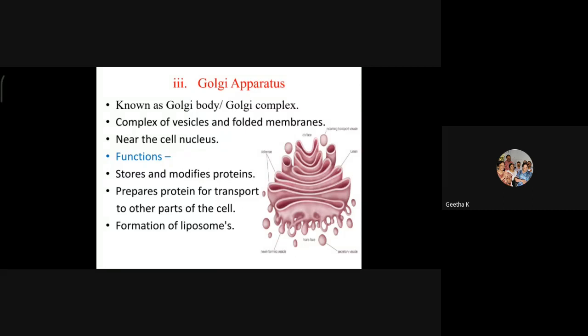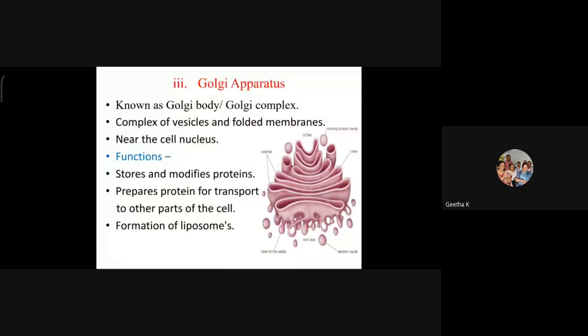So, next is Golgi apparatus. Also known as Golgi body or Golgi complex. Complex of vesicles and folded membranes. You can see here clearly in the picture. It is a structure of complex vesicles or folded membranes. It is near the nucleus. Golgi apparatus is also found near the nucleus, and the function of Golgi apparatus is to store and modify proteins. It stores proteins and modifies proteins.